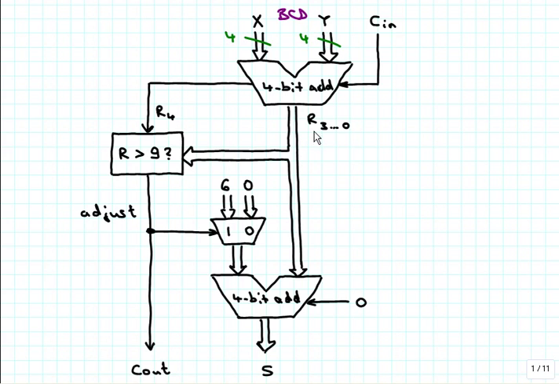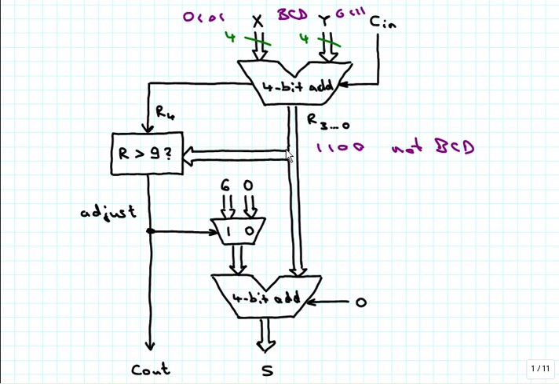So R3 might be another BCD number. For example, if we add 2 plus 3, we get 5, and that would still be in the range of BCD numbers. But if we take 5 plus 7, for example, we get 12. So if we had 0101 here for 5 and 0111 for 7, then we get 12 here. That's 1100. And that's not a BCD number anymore. And so we have to apply a correction factor.